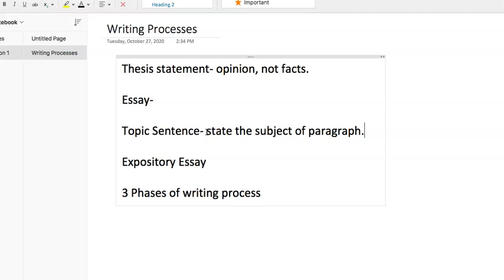Sometimes it's the last sentence of the paragraph, but it needs to clearly state what the subject of the paragraph is, and every paragraph needs a topic sentence. As far as actual paragraphs, focus on, again, that it's one main idea, and each sentence should relate to that idea.